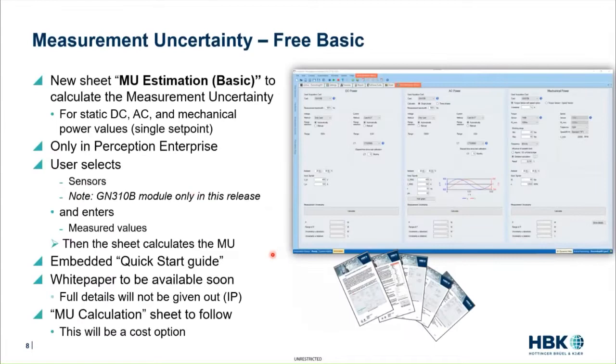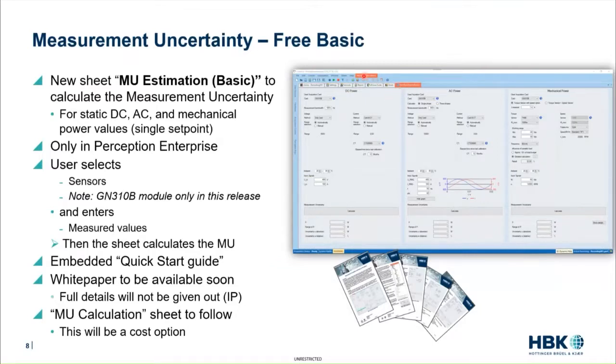Measurement uncertainty is a topic that has come up more and more over the last couple of years, three to five say, and more discussions have been going on, especially with electric motors that operate at high efficiency. Having as low a possible measurement uncertainty becomes much more important than it was in the internal combustion world or other types of measurements. What we've added in Perception is a measurement uncertainty estimation sheet.